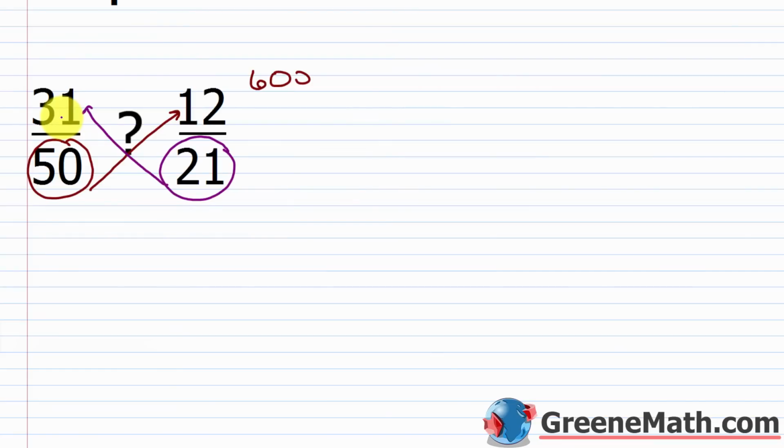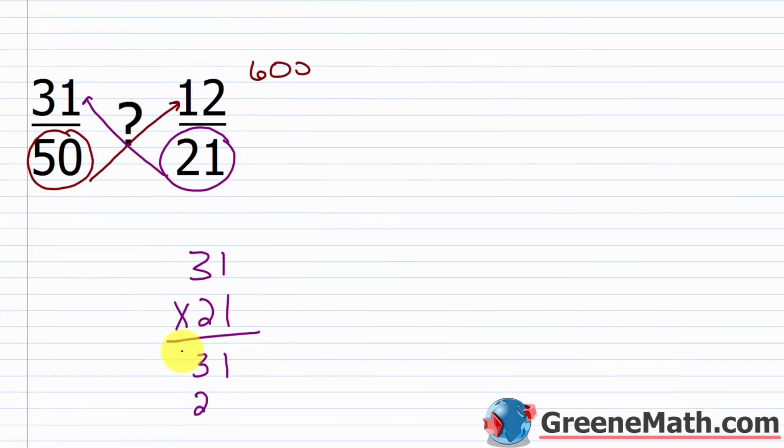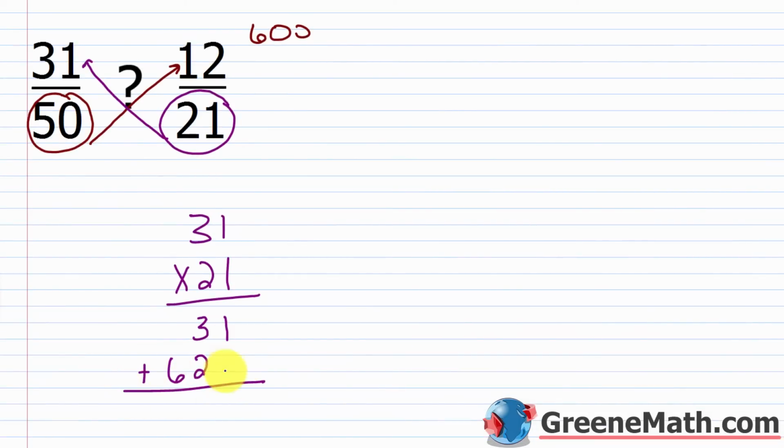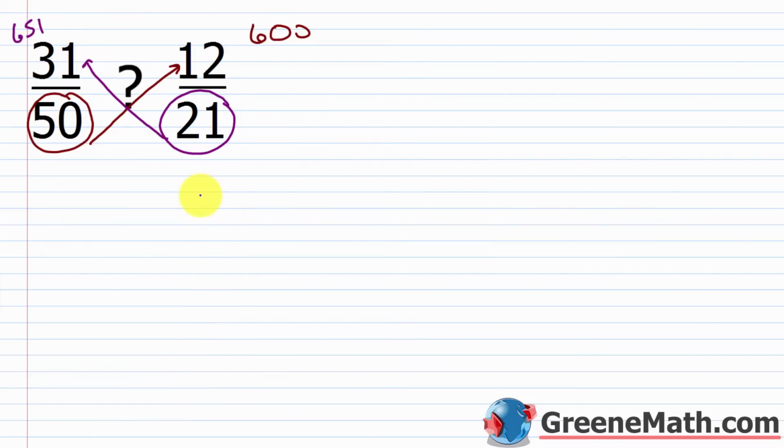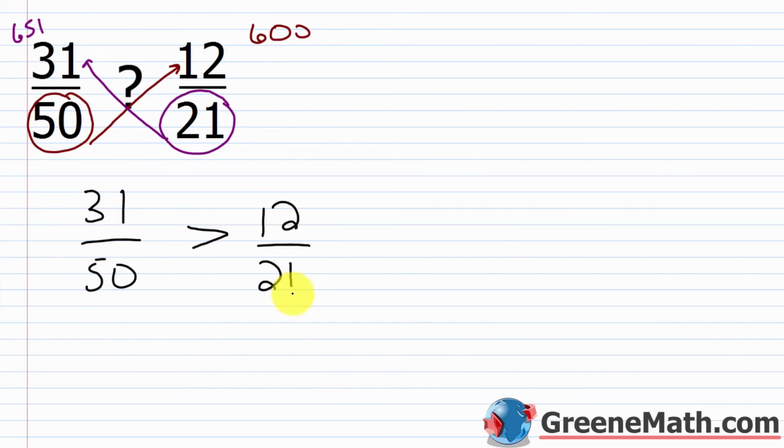Then next we want to do 21, the denominator of this fraction, times 31, the numerator of the other fraction. So what is 21 times 31? Let's just crank that out real quick. 1 times 31 is 31. 2 times 1 is 2. 2 times 3 is 6. Bring down the 1. 3 plus 2 is 5. Bring down the 6. So this is 651 over here. Whichever fraction has the bigger number next to it is the larger fraction. So 651 is bigger than 600. So that tells us that 31 over 50 is greater than 12 over 21.